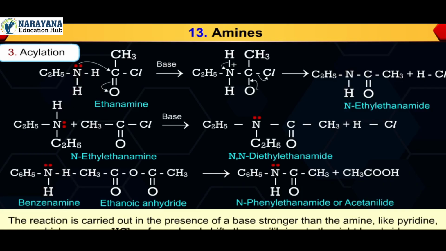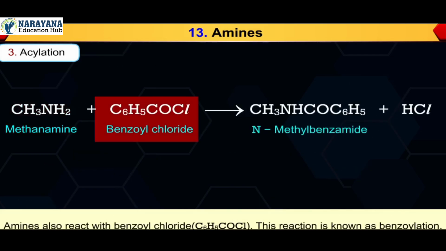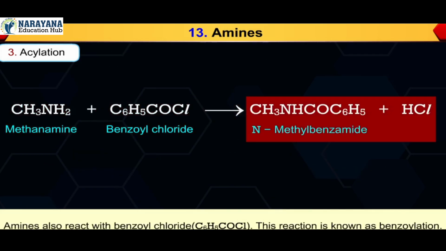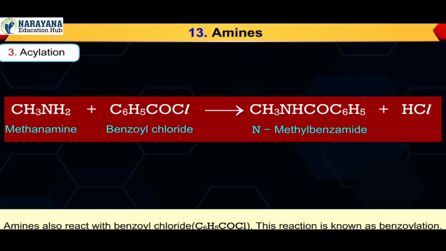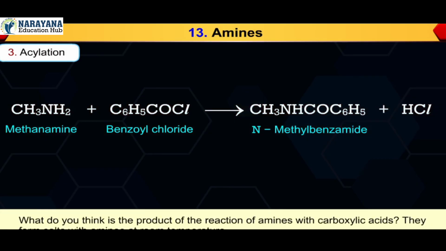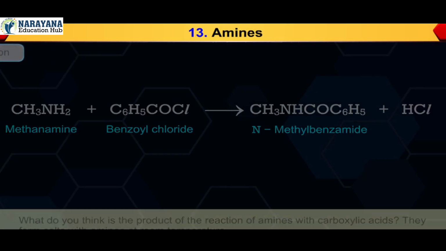The reaction is carried out in the presence of a base stronger than the amine, like pyridine, which removes the hydrochloric acid so formed and shifts the equilibrium to the right-hand side. Amines also react with benzoyl chloride, that is C6H5COCl. This reaction is known as benzoylation. What do you think is the product of the reaction of amines with carboxylic acids? They form salts with amines at room temperature.